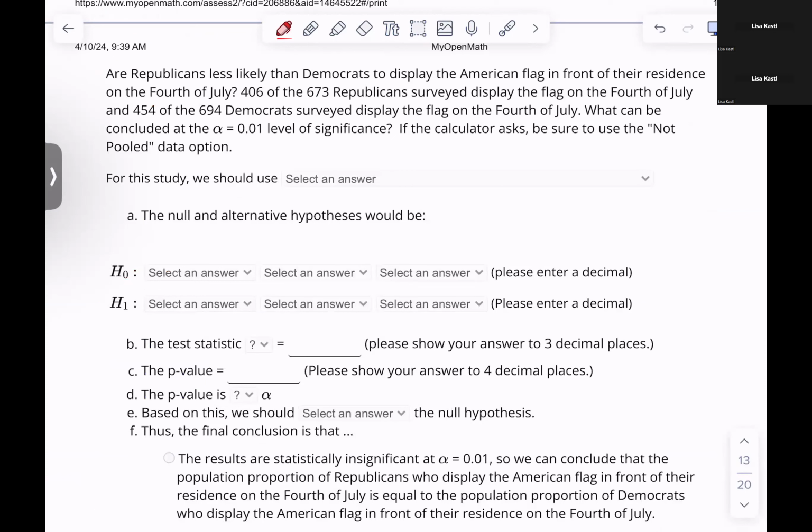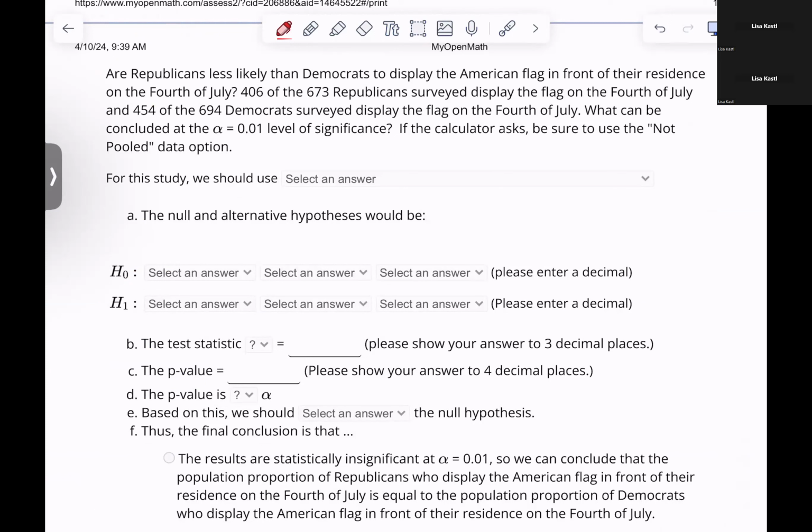Problem 7. Are Republicans less likely than Democrats to display the American flag in front of their residence on the 4th of July? Probably not, but let's find out.